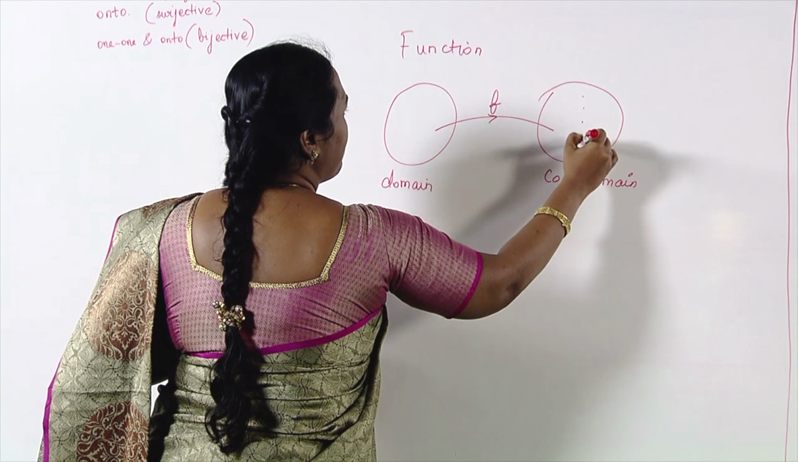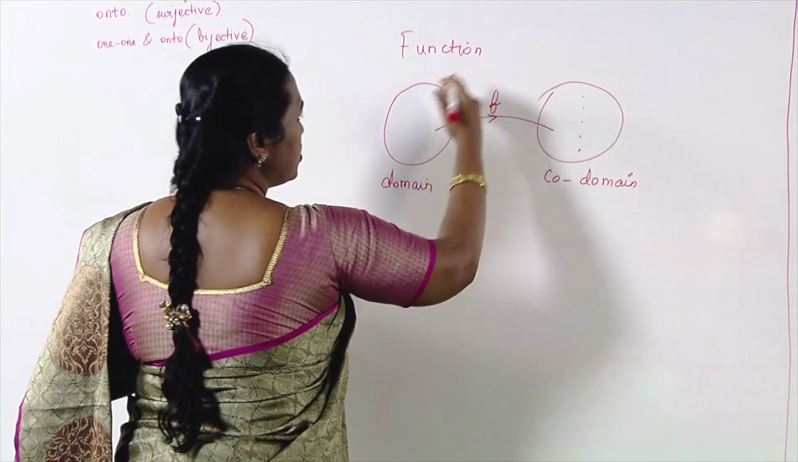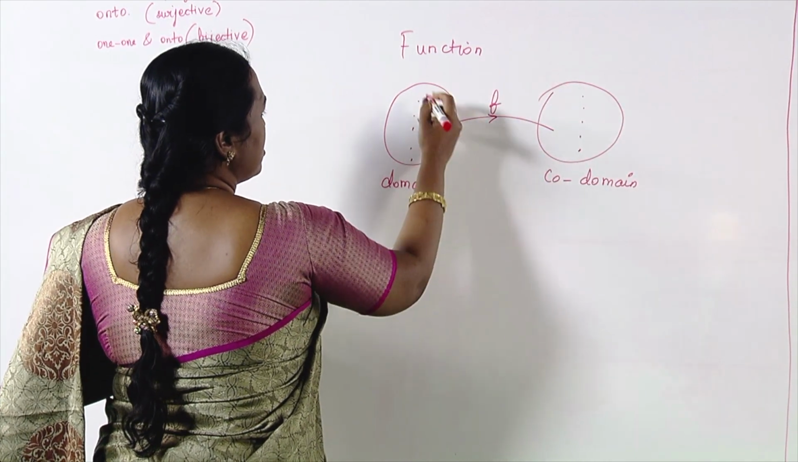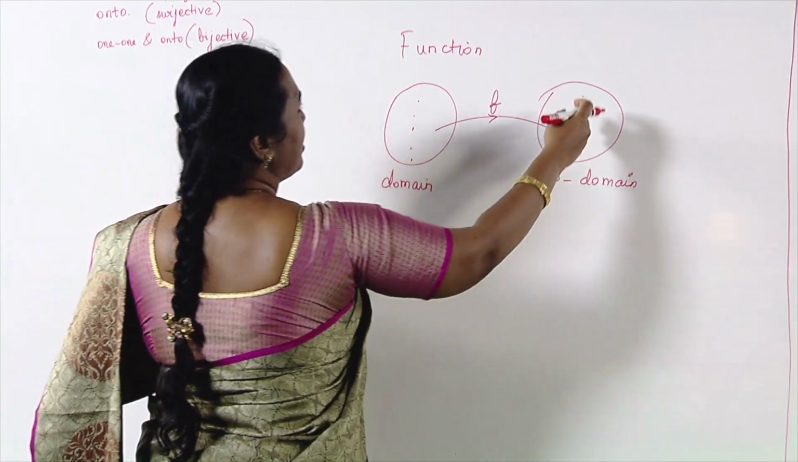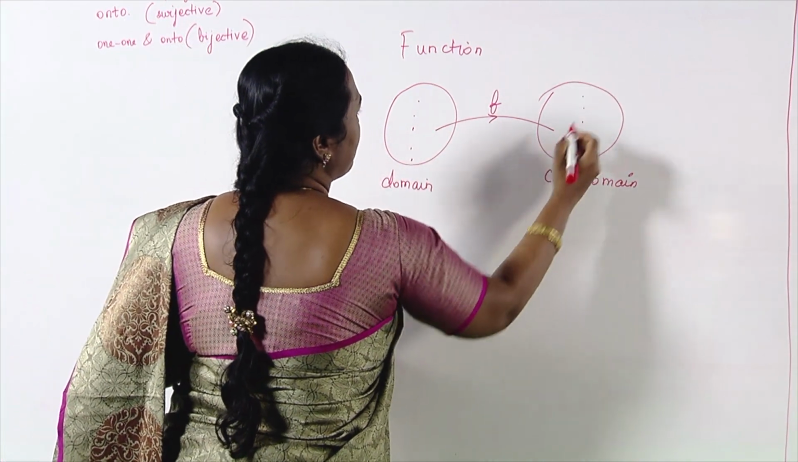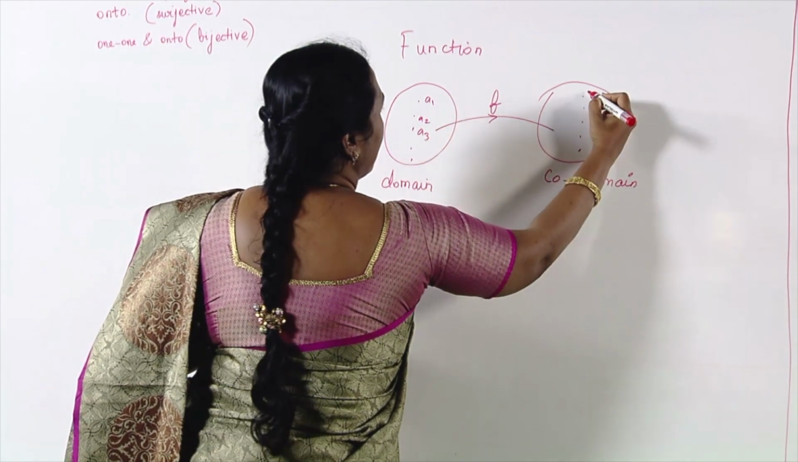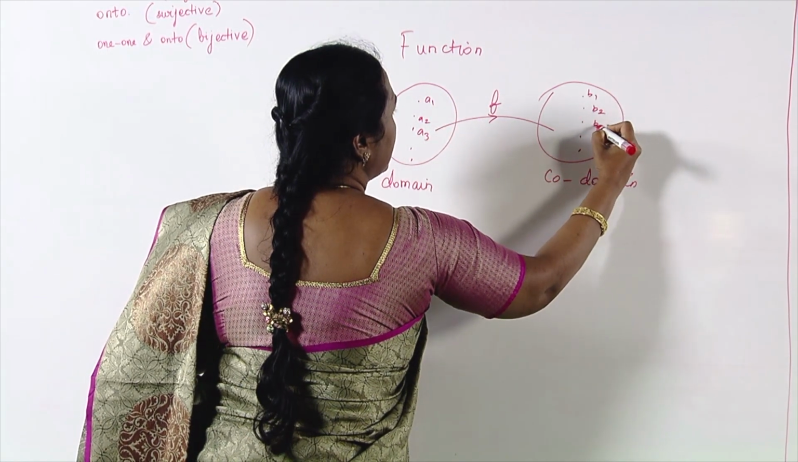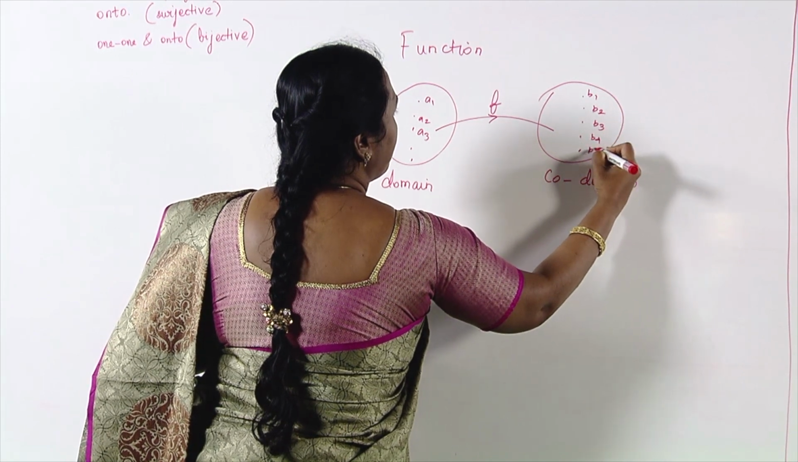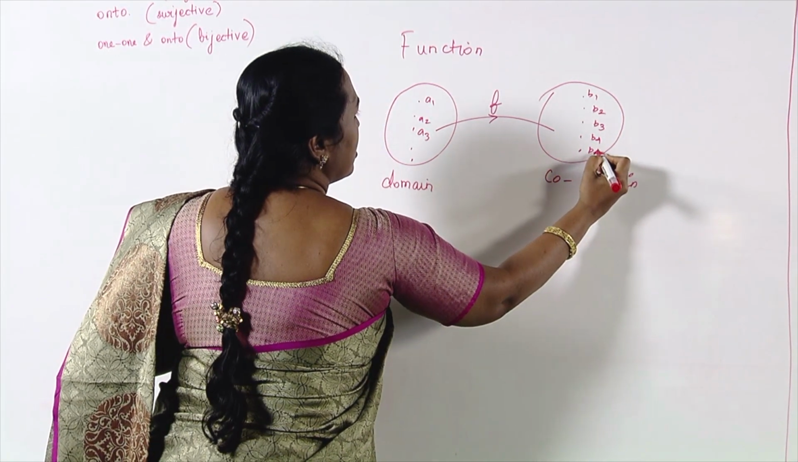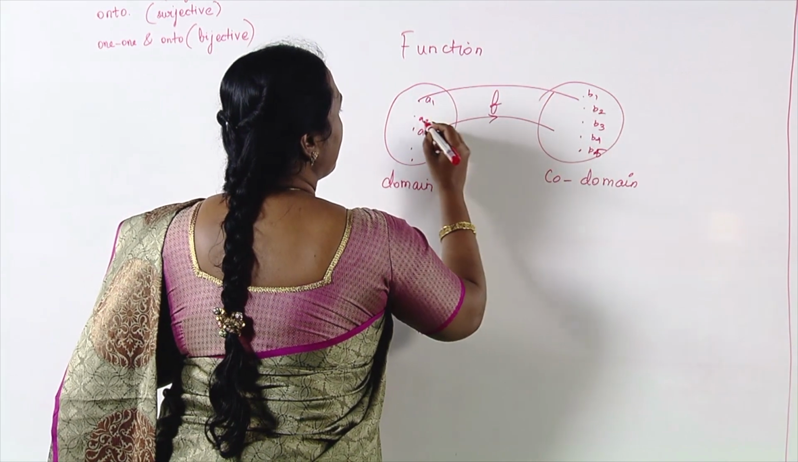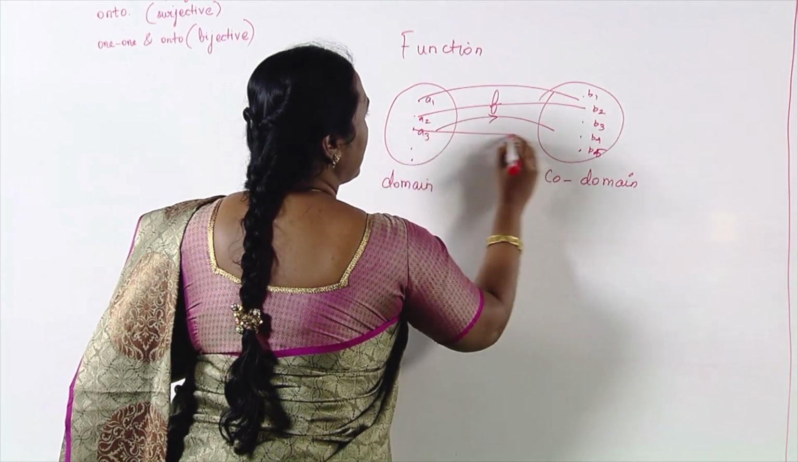Let us say there are 10 elements here and they are mapped onto 5 elements from here, say A1, A2, A3 etc. and there are B1, B2, B3, B4 and B5. Let us say that they are mapped by some arbitrary relations of some kind or the other.